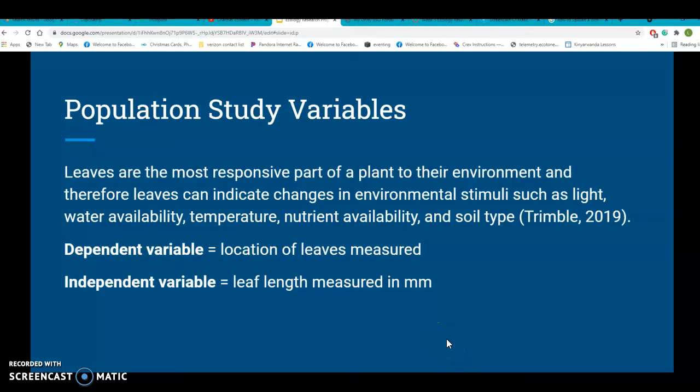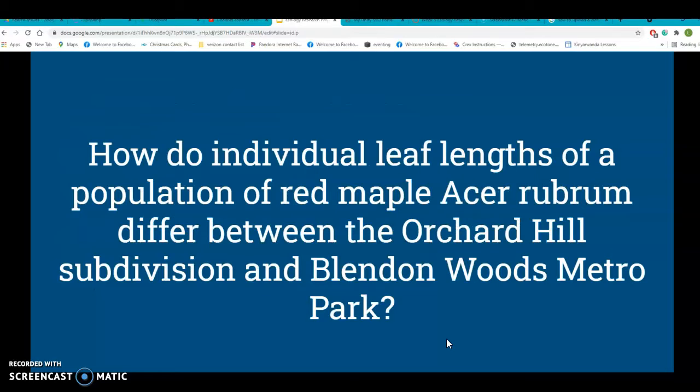So I did my population study on leaves of the red maple, because leaves are the most responsive part of a plant. And leaves can indicate changes in the environment, such as light, water availability, temperature, nutrient availability, and soil type. My independent variable was the location of the leaves that I measured, and my dependent variable was leaf length measured in millimeters. How do individual leaf lengths of a population of red maple differ between Orchard Hill subdivision and Blendon Woods Metro Park?